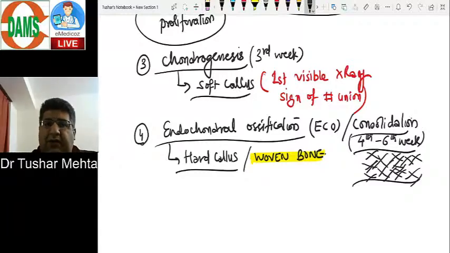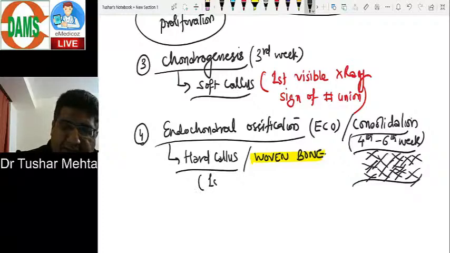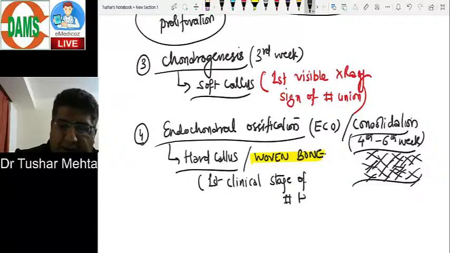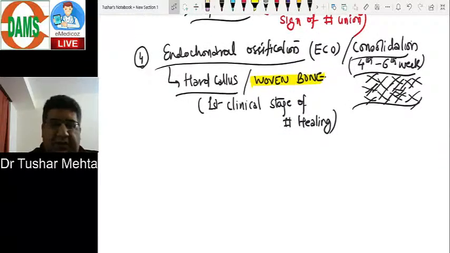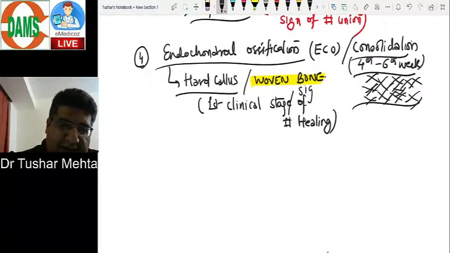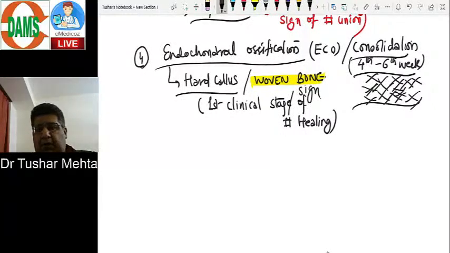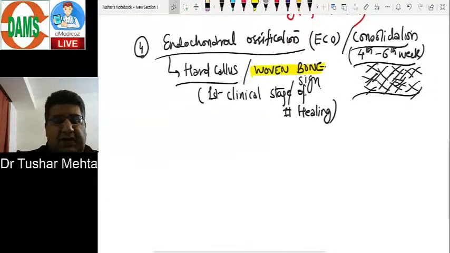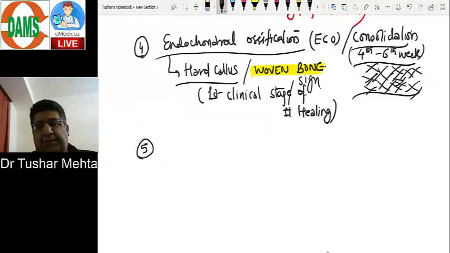And not only that, I want you to remember that this is the first clinical stage of fracture healing. Or you can say this is the first clinical sign of fracture healing. An orthopedic surgeon gets to know about this only when the hard callus or woven bone is found. That's the first clinical point when we say that yes, fracture healing has happened. Clear?